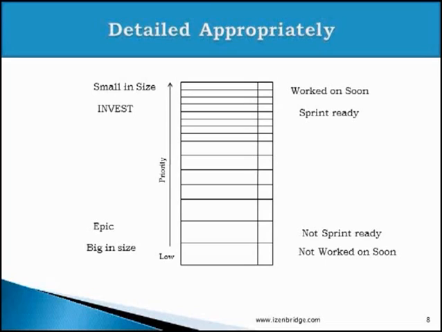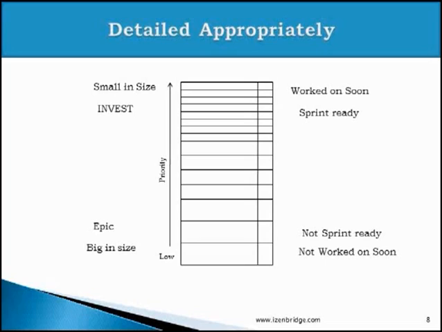Now the items which are at the top need to be detailed enough. They should be sprint ready so that team can pick them during the sprint planning meeting and work on them. The items which are at the bottom of product backlog should not be detailed enough, because these are the items which may not get scheduled for development in the near future. And in Agile, we always talk about doing things at the last responsible moment. So product backlog items should be detailed appropriately.